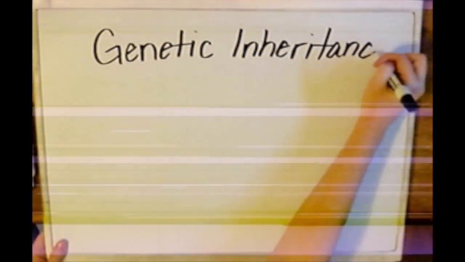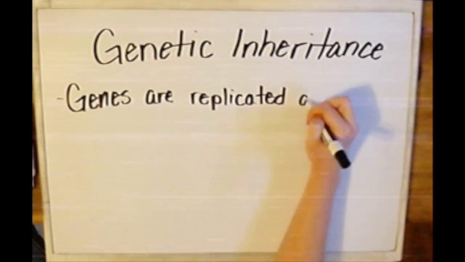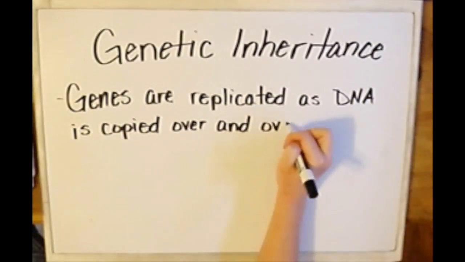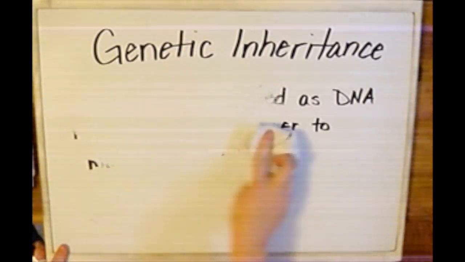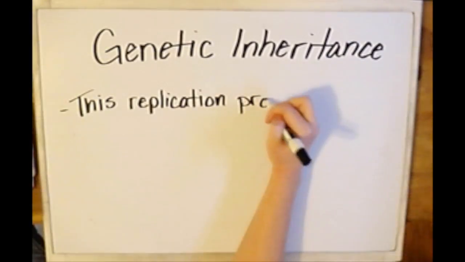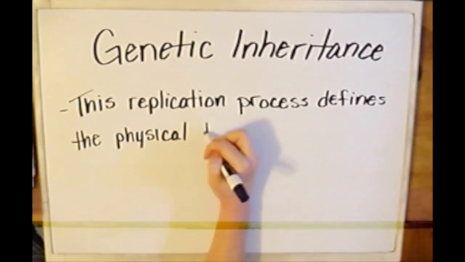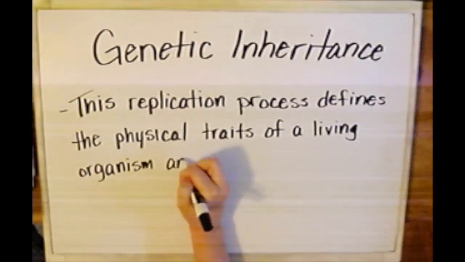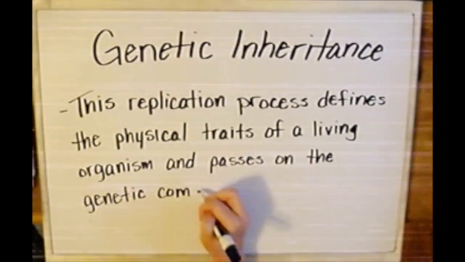Genetic inheritance. Genes are replicated as DNA is copied over and over to make new cells. So each time a new cell is made, the DNA has to replicate. This replication process defines the physical traits of a living organism, which would be you, and passes on the genetic combinations to offspring, children, during fertilization.